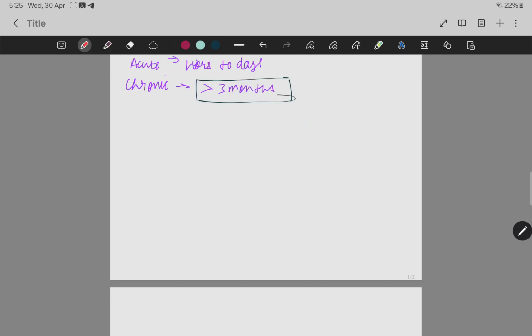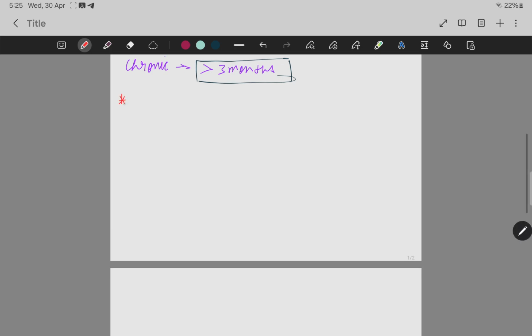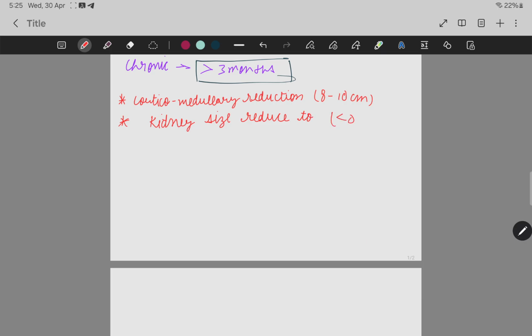The physical change in the shape of the kidney in chronic kidney diseases is first corticomedullary reduction, with kidney size between 8 to 10 centimeters, or kidney size reduced to less than 8 centimeters, or kidney size more than 10 centimeters in HIV, diabetic, or amyloid patients.